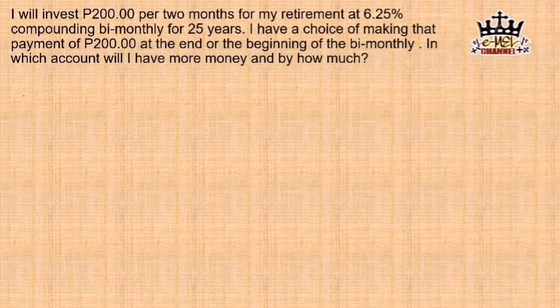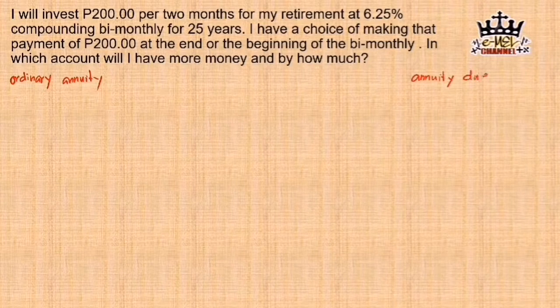We're going to divide the slide into two columns. The left side is for solving the ordinary or regular annuity. On the other side, we're going to solve for the annuity due. Remember, when the payment is made at the end, it is an ordinary annuity. Otherwise, if the payment is made at the beginning, it is an annuity due.